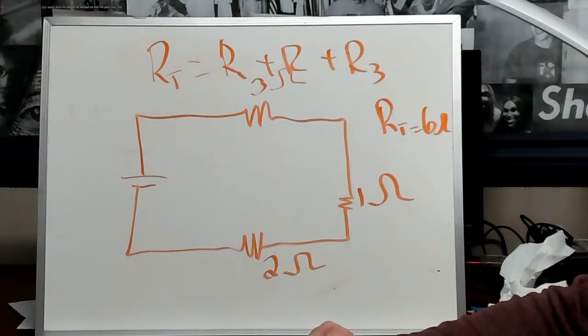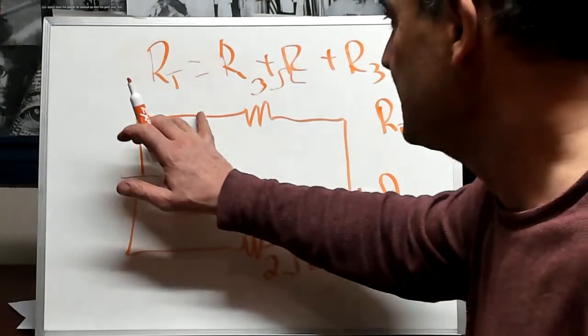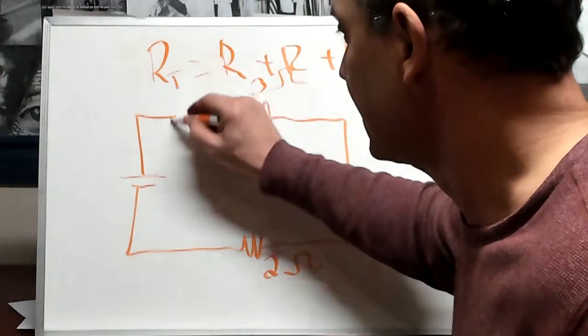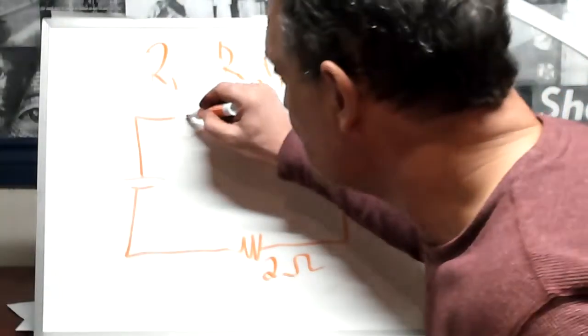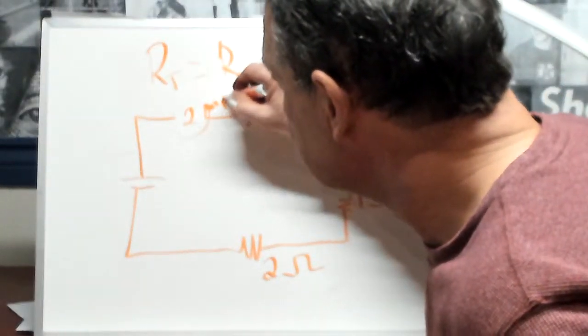The third rule is the amperage is the same. And this is one you just have to remember until you start calculating. But if we give this a value of 2 amps, 2 amps will flow throughout this circuit.